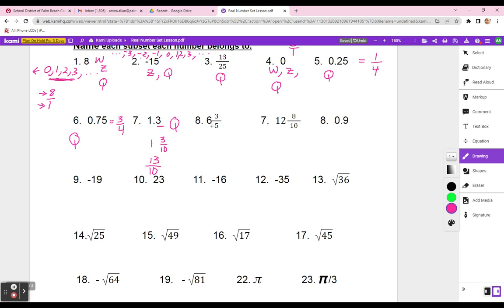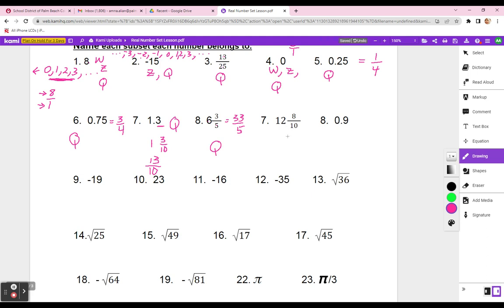Okay, same thing is true about number 8. This is a mixed number. Okay, this is the same thing as 5 times 6 is 30. This is the same thing as 33 over 5, where a is an integer and b is an integer, so it is rational.